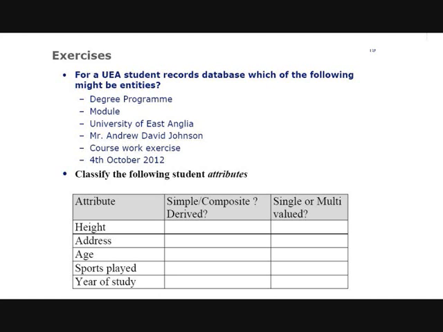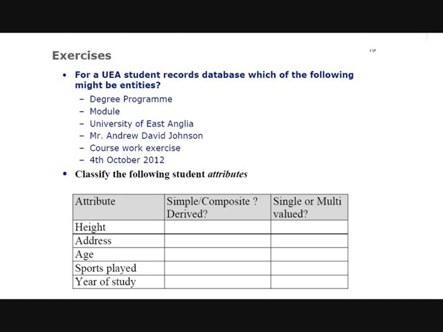Is it simple? Composite? Is it derived? Yeah, because what you'll probably have is the year of registration, and then you'll count whether you are in year 1 of the study, year 2, year 3, year 4. So it's going to be derived. Is it going to be single or multi-valued? Single, because you're only going to have one year of study at a time.